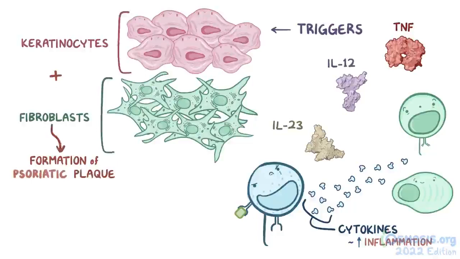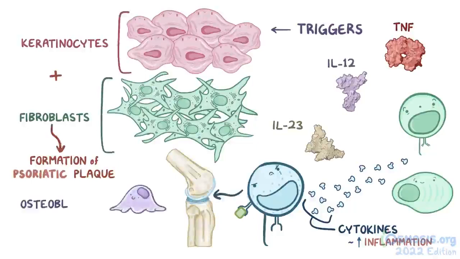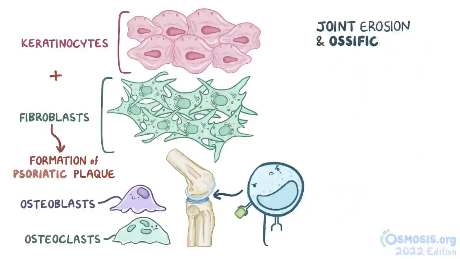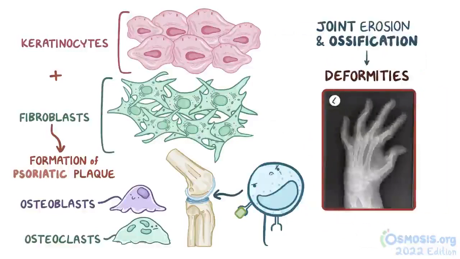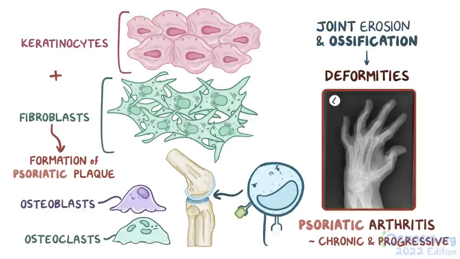In some individuals with psoriasis, T cells also go to the joints and trigger activation of osteoblasts and osteoclasts, leading to joint erosion and ossification, which can ultimately cause deformities. Psoriatic arthritis is chronic and progressive, which means that it typically worsens over time.